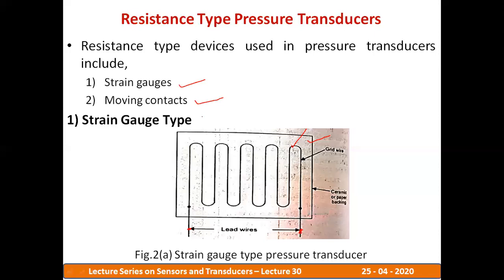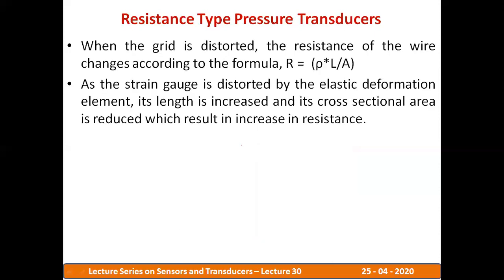Okay, so we'll see how it works. We'll go through the points. When the grid is distorted, the resistance of the wire changes. We know that. So we know this very basic equation.